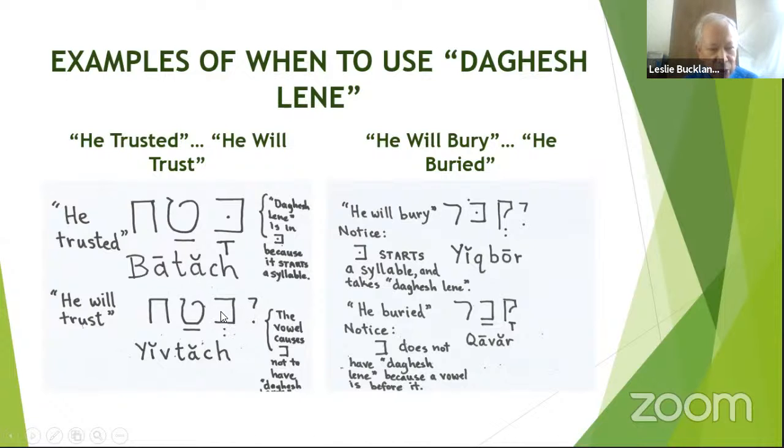the Dagesh Lenny can't go here because there is a vowel right here before the vase. So the vowel causes vase not to have a Dagesh Lenny. And for the same reason, because there is a vowel, a long vowel, before the vase, and you know that even though vase starts a syllable in the middle of this word, it still can't take Dagesh Lenny because the vowel before it will cause Dagesh Lenny not to be there. So these are examples of when to use Dagesh Lenny.